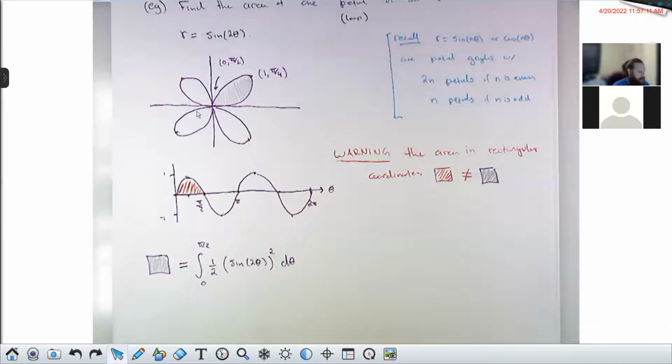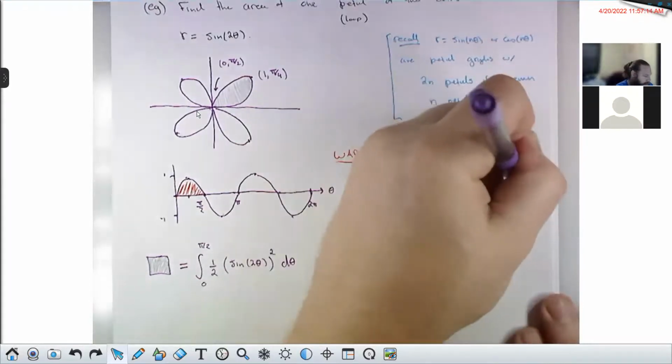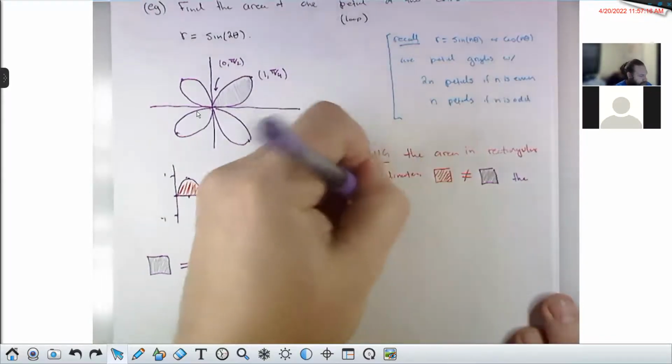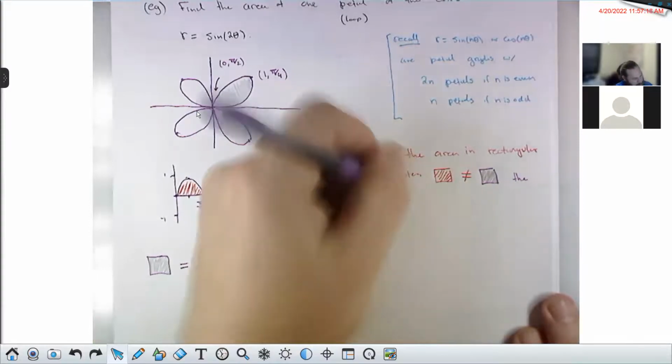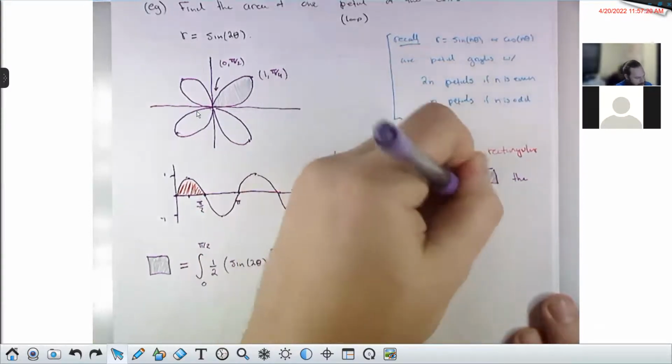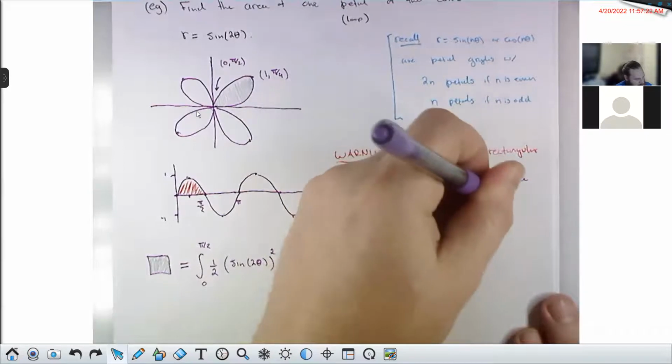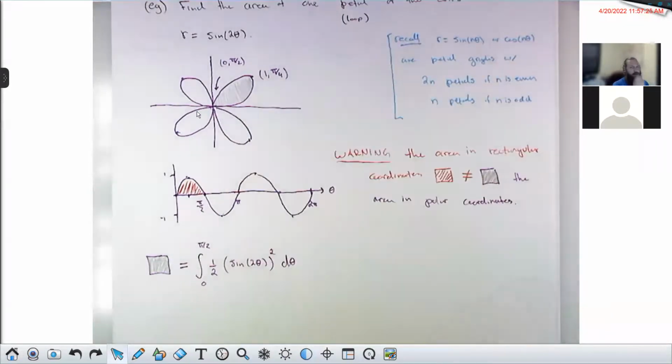Oh, I should finish the sentence I wrote here. So the area in rectangular coordinates is not equal to the area in polar coordinates. Reasonable thing to think, but it's not true.